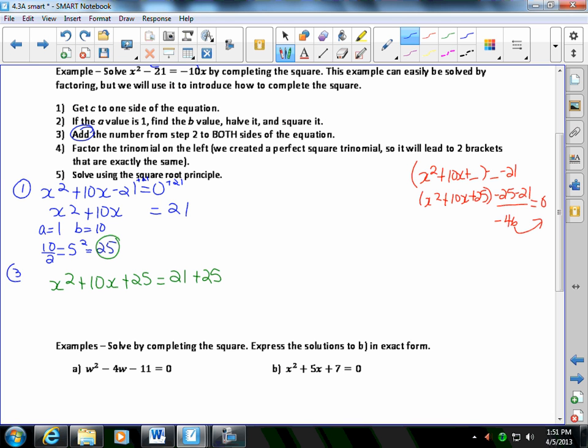So in my step 3, I have added the number from step 2, which was here, to both sides of the equation. So what I have on the left side is that perfect trinomial square, so I can factor it. So this becomes x plus, and remember what we used to do before is we'd keep that half value. So x plus 5 all squared is equal to 21 plus 25 is 46. So in vertex graphing form, this would have been y equals x plus 5 all squared minus 46. But because I'm solving the equation, I put that 46 on the other side.